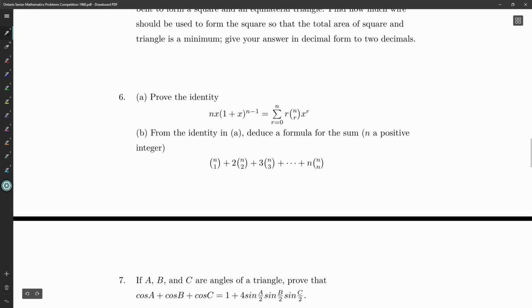Root Beer here, and we're continuing our look at the 1968 Ontario Senior Paper with question number 6. So we've got two parts here. Part A, prove the identity: nx times (1 plus x) to the n minus 1 is the sum from r equals 1 up to n of r times n choose r x to the r.